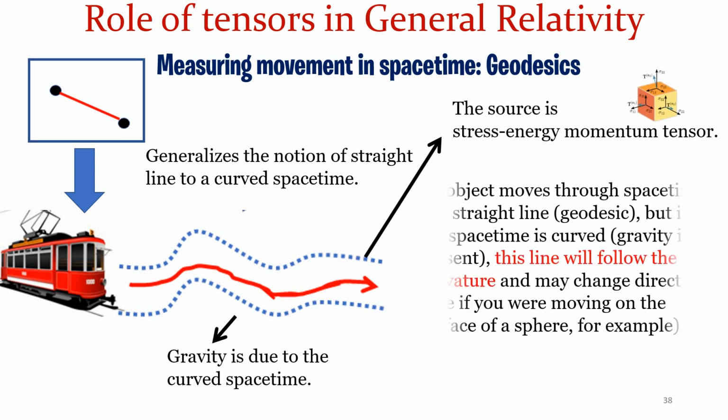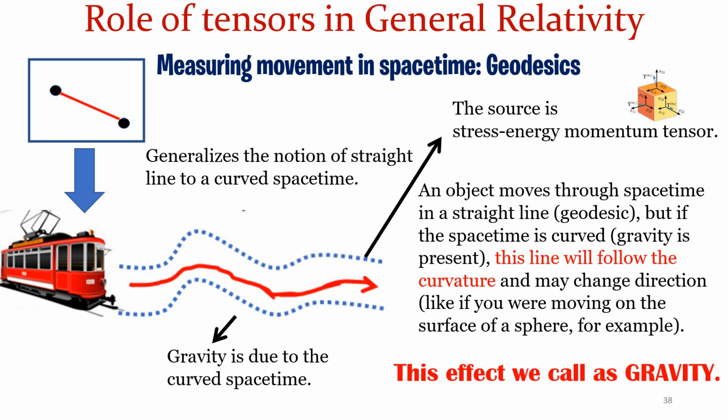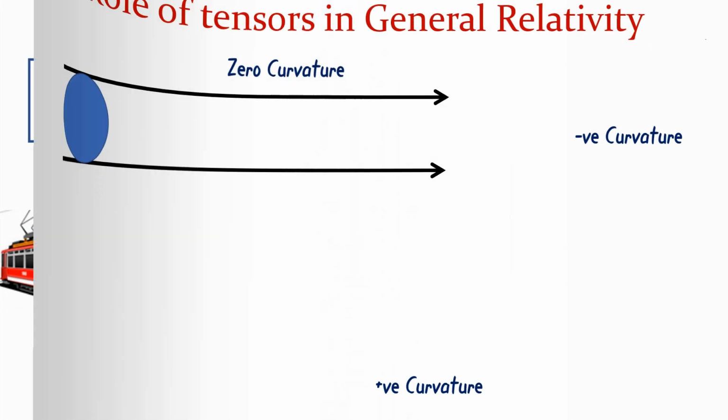So the source, remember, is the stress energy momentum tensor. The source is the stress energy momentum tensor. The tram will take only the path which is laid in front of it. If it is curved, it will create a curved space-time. If it is straight, it will be straight. And an object moves through space-time in straight line geodesics. But if it is curved, the line will follow the curvature. So this is another role of tensors, measuring the movement on space-time. It is not as easy as Newtonian mechanics, where you get two points, but it is all on geodesics. So this is the effect which we call gravity.